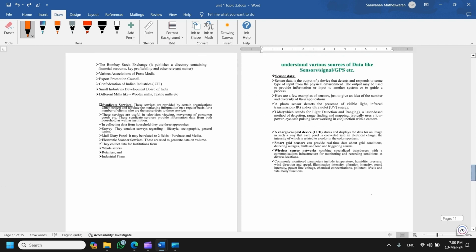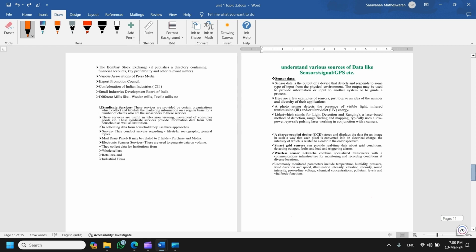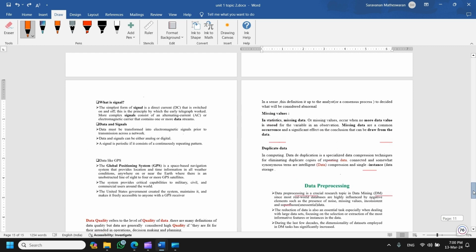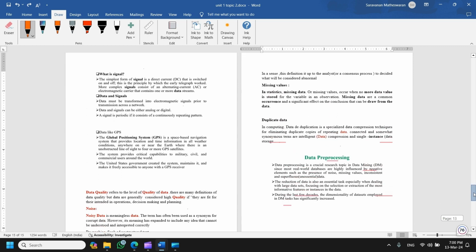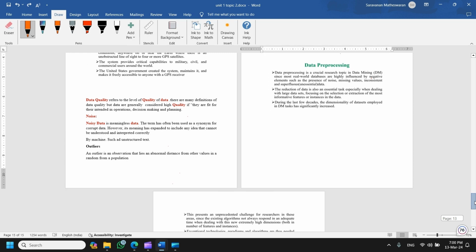First, consider sensor data. What sensor data is available? The charge coupled device, smart grid, wireless sensor network. What is the signal? AC signal and DC signal, and also GPS. After GPS, the data quality issues: noise, outliers, missing values, and duplicate data. After that comes data pre-processing.